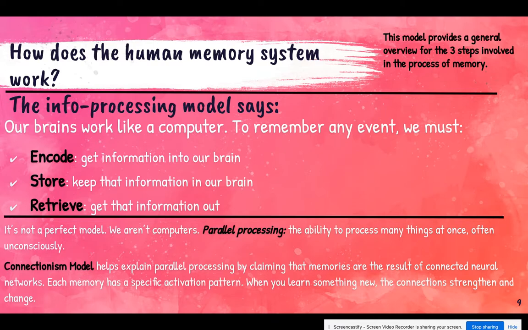So, another lens that we might use to look at this would be the connectionism model. This model explains parallel processing because it claims that our memories are the result of connected neural networks. So remember, groups of neurons that are talking together in a specific way or pattern for a particular memory. So each memory has a specific activation pattern. When you learn something new, your connections in that neural network are strengthened or you form additional connections. Now, the more likely tested would be the information processing model, but it's important to at least talk about the connectionism model.